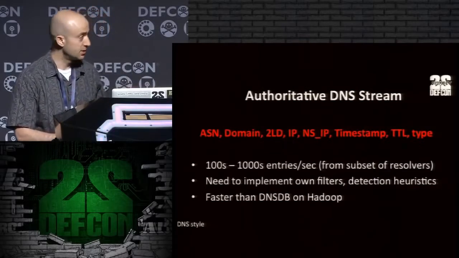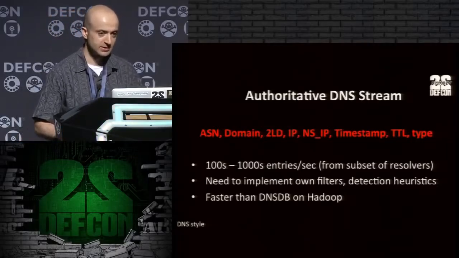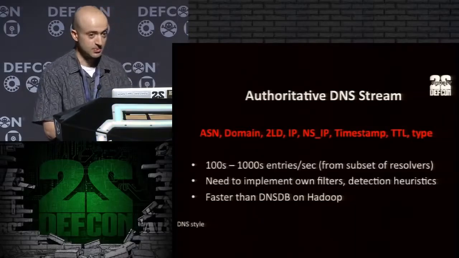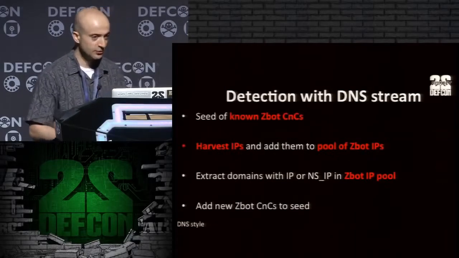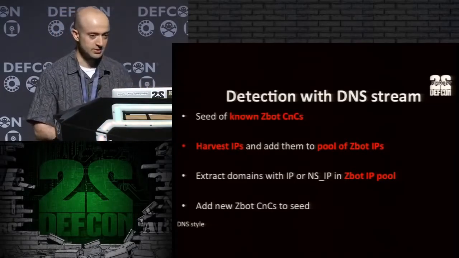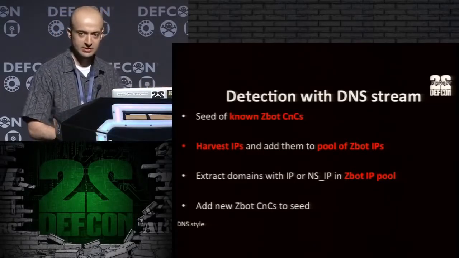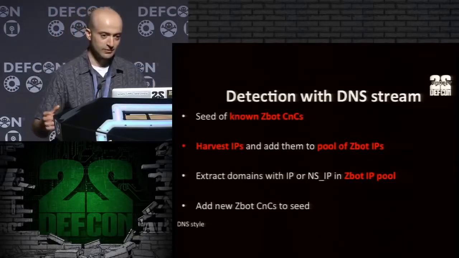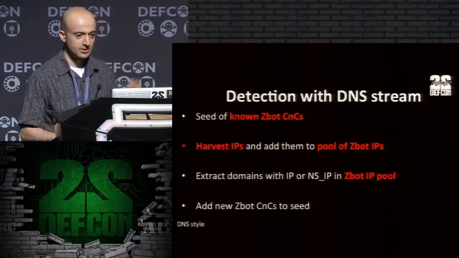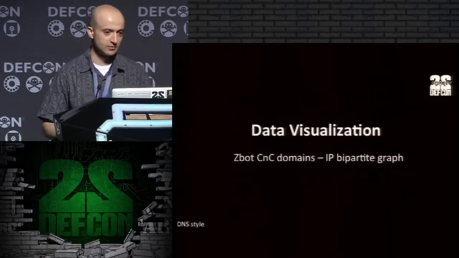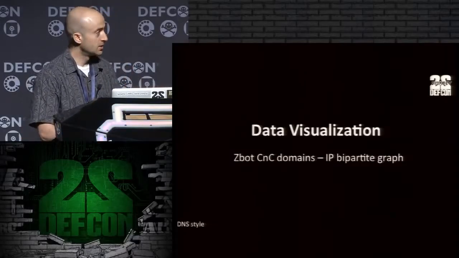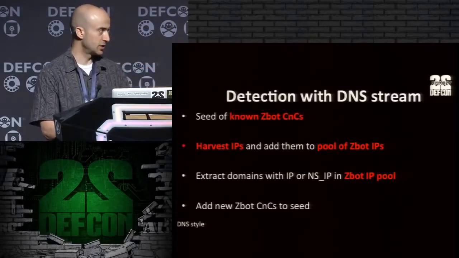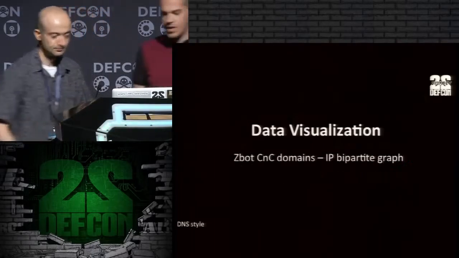The other method is using the stream, and it looks like that. So you have a lot of fields that are of interest to you. It's faster than doing batch processing from HDFS. But you have to have your own filters and heuristics to catch what you need because it's going fast. So for that we can start with a seed of ZBot domains. We milk them for IPs constantly. So you build a pool of IPs and then you have the stream coming. So then you can grab the domains that have an IP or name server IP within that pool. So having had that, what we can do is do some more investigation using data visualization, and Thibaut will tell us about it. Thank you, Dia.